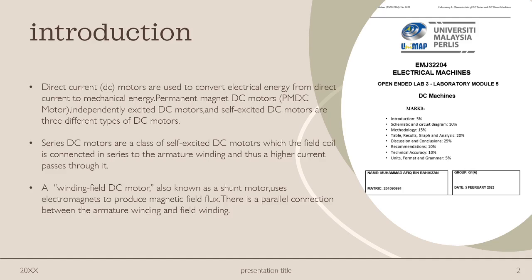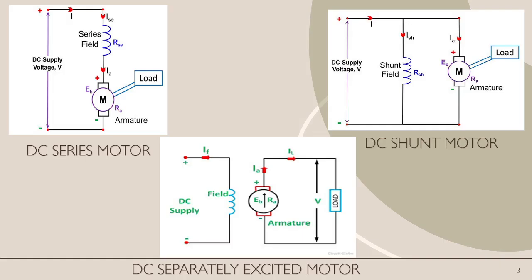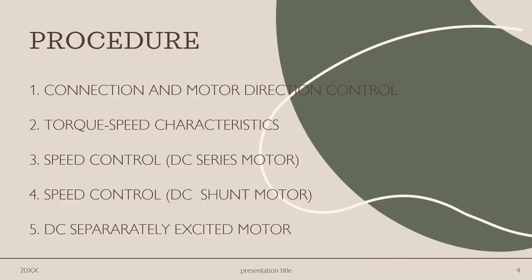A wound field DC motor, known as a shunt motor, uses electromagnets to produce magnetic field flux. There is a parallel connection between the armature winding and the field winding. So we have three motors, which are the DC series motor, DC separately excited motor, and DC shunt motor.